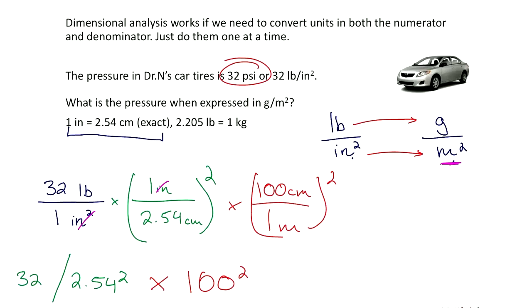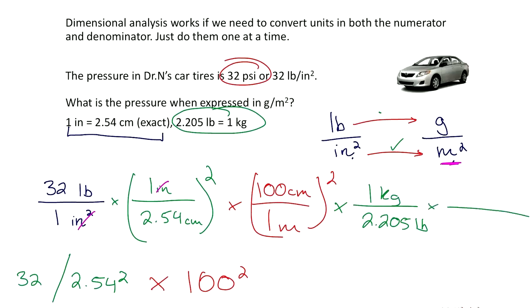So I did the bottom. I changed inches squared to meters squared. Now I focus on the top. I'm in pounds right now, and I want to get into grams. So let's look at this conversion that's given here, pounds to kilograms. Where am I going to put the 2.205? On the bottom, yeah, so 2.205 pounds on the bottom, 1 kilogram up top. But I'm not done. I need it in grams.